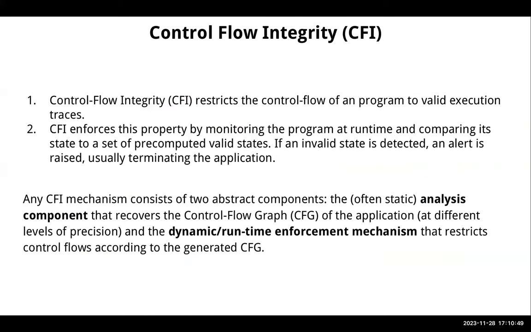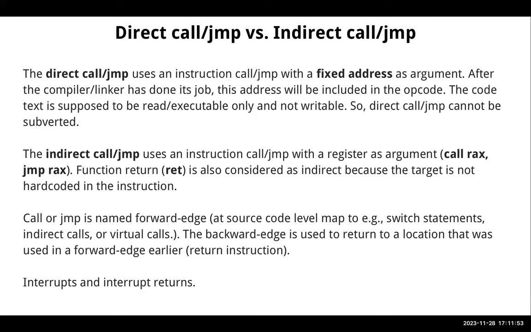So the CFI property basically restricts the control flow of a program to valid execution traces. CFI enforces this property by monitoring the program at runtime and comparing its state to a set of pre-computed valid states. If an invalid state is detected, an alert is raised, usually just to terminate the program. Any CFI mechanism consists of two components. One is an offline analysis component, static or dynamic, to recover the control flow graph of a program. But of course, at different levels of precision; some approaches will be super accurate, some will not. Then you will have the dynamic runtime enforcement mechanism that restricts control flow according to the generated control flow graph. Later, we are going to see some concrete examples of how it works.